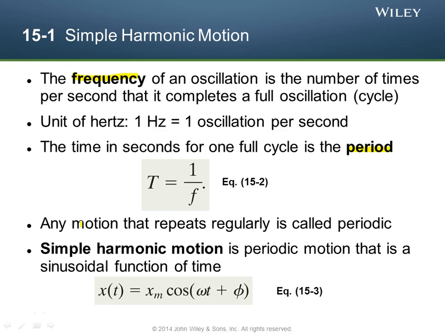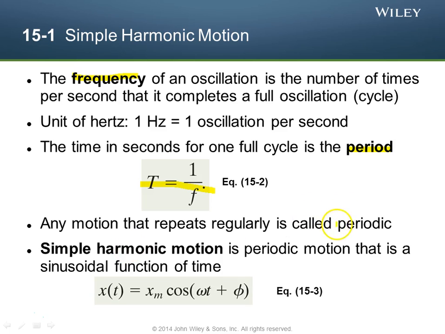Frequency of an oscillation is the number of times per second that it completes a full cycle. We use the unit hertz, and that's one oscillation per second, or sometimes we just say hertz is the unit per second. The time that it takes for one full cycle is the period, and so this gives us the relationship that the period is the reciprocal of the frequency.